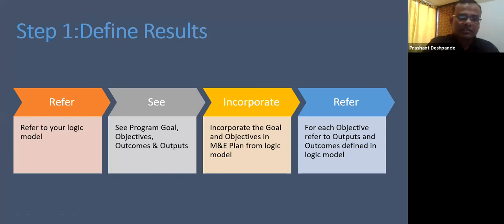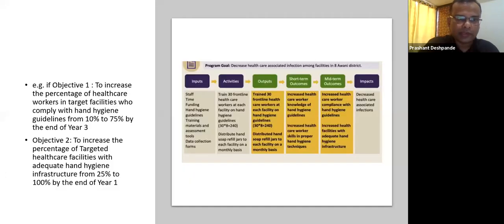So defining the results. Defining the results means what? We have to define the outcomes, outputs, and program goal. For that, we'll have to refer to the logic model, see the program goal, objectives, outcomes, and outputs, and incorporate those goals and objectives in the M&E plan as they are. So what we saw is that the logic model gives context to the M&E plan. The goal, objectives, outputs, and outcomes we have to bring from there and put in the M&E plan.